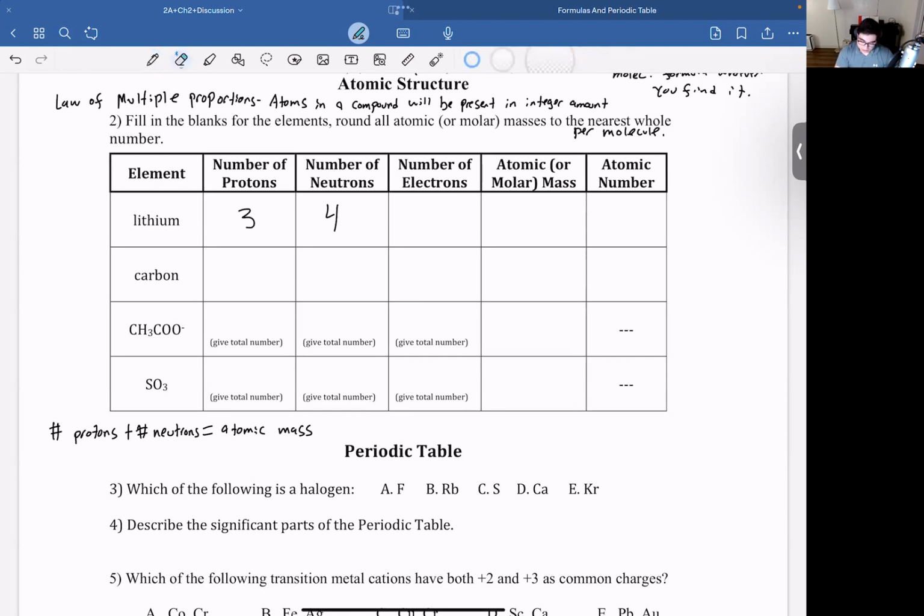Great. So we have 3 protons, 4 neutrons. The number of electrons in a neutral atom is going to be the same as the number of protons. The atomic or molar mass, as we saw a second ago, is 7. The atomic number is 3. It's going to be the same as the number of protons.